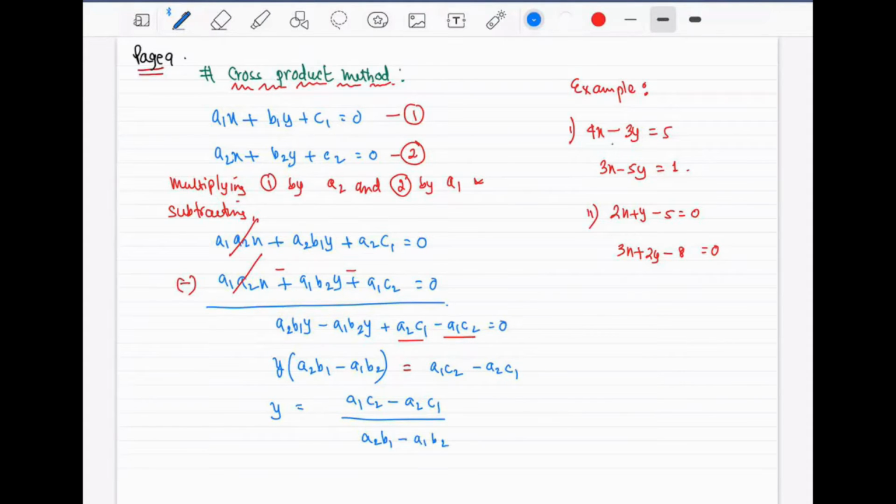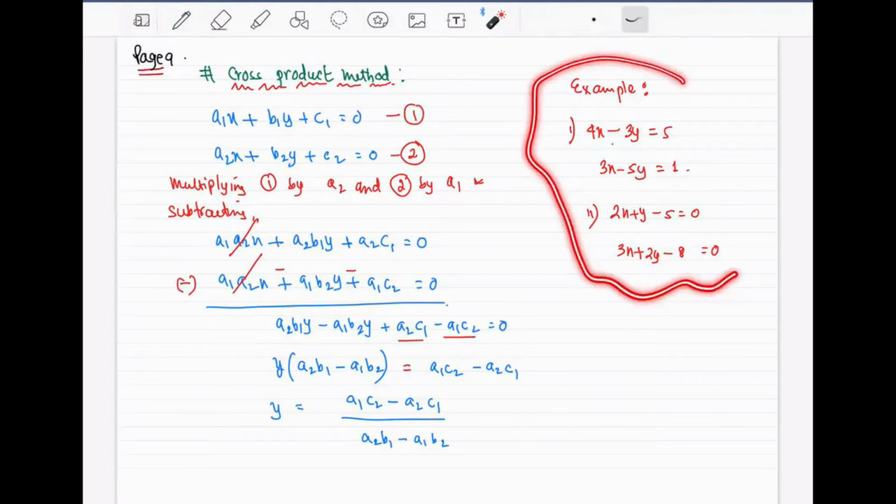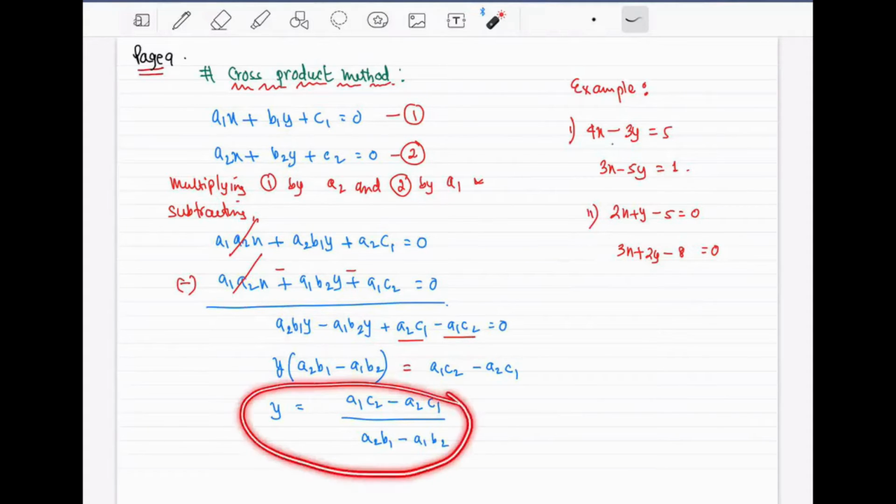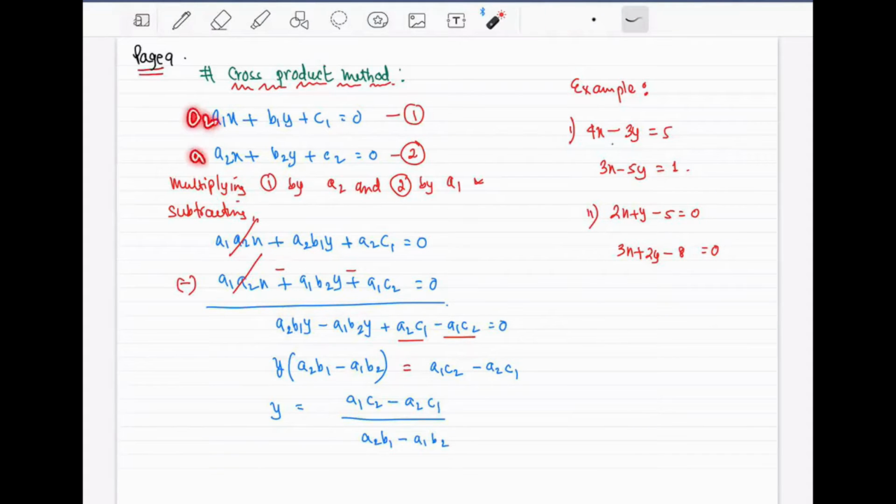For the timing, let's forget this portion. This is an example that we are going to take up when we have learned the cross product method. So the value of y is like this. How do we find out y? We find it by the elimination method. We multiply a2 here, we multiply a1 here. Why? We wanted to make the coefficient of x equal.